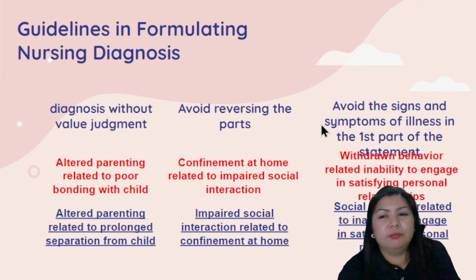Okay, next. Avoid the signs and symptoms of illness in the first part of the statement. Okay, so here, etiology comes first, then is followed by the problem. Here, the signs and symptoms were first presented, followed by the problem. Okay, so withdrawn behavior related to the inability to engage in satisfying personal relationship. So instead, you say social isolation related to the inability to engage in satisfying personal relationship. Okay.